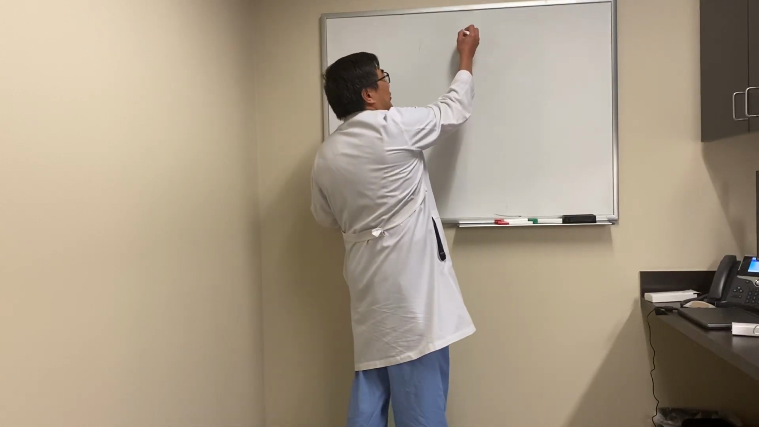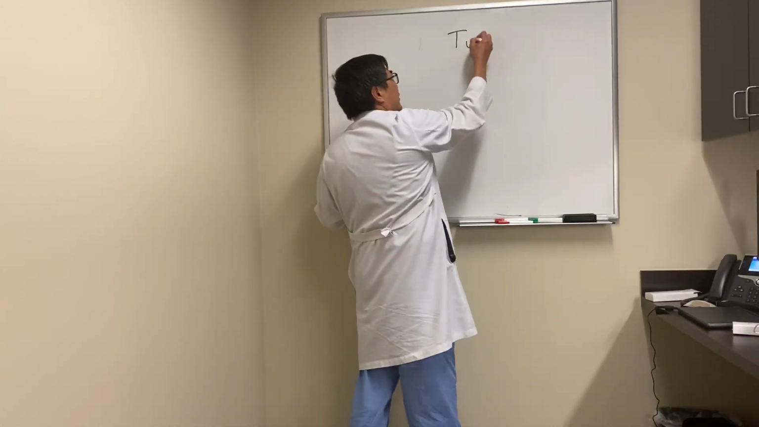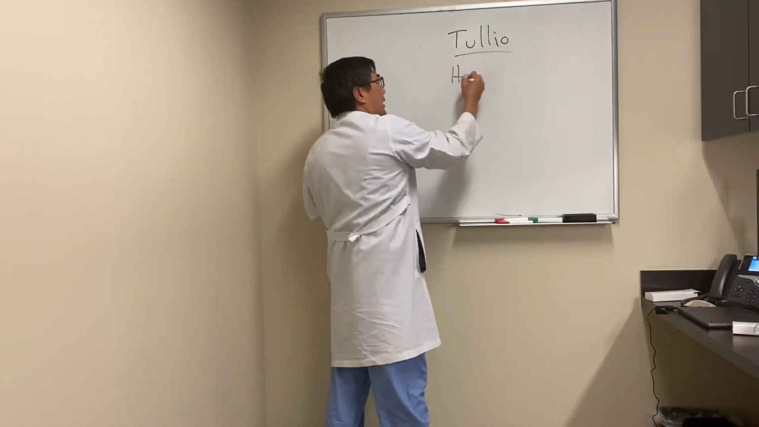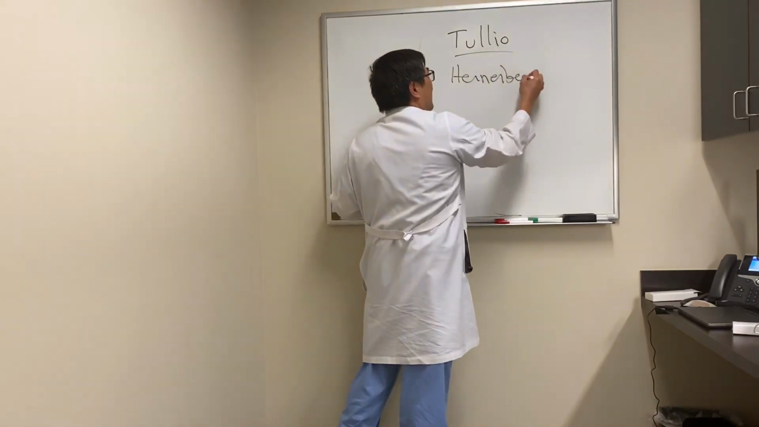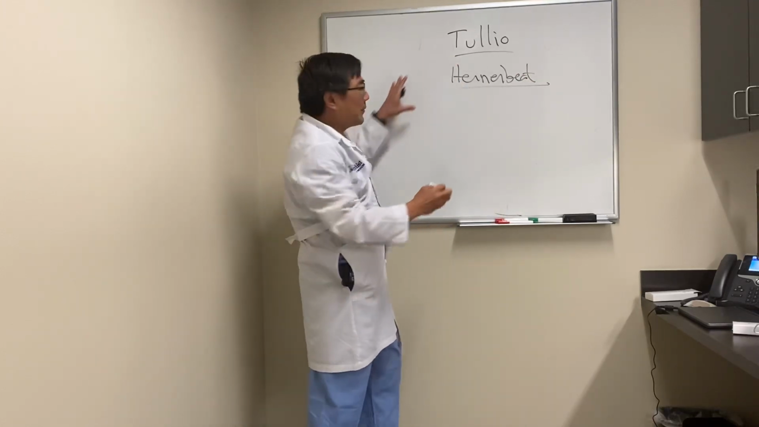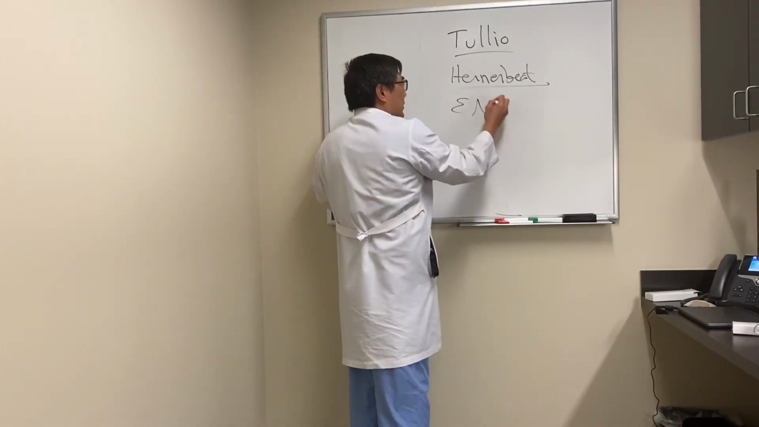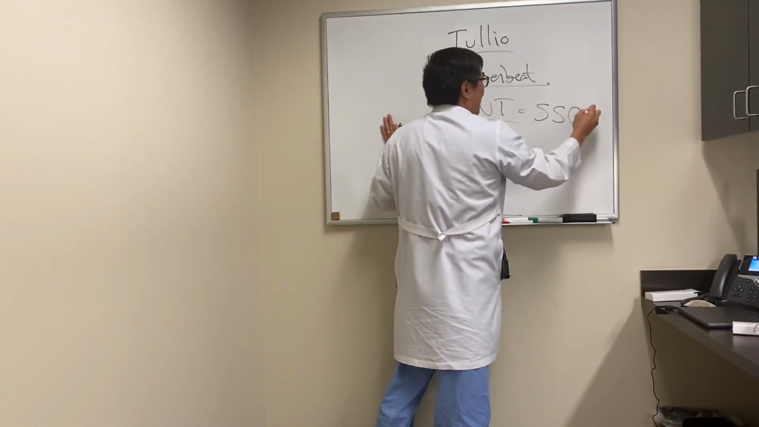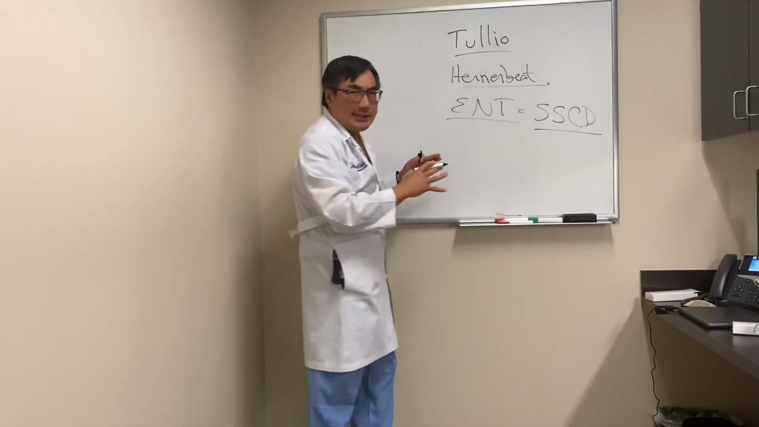Today I'm going to be talking to you about something that's very interesting, which is Tullio phenomenon and the Hennebert sign. And these come to ENT primarily because they are the symptoms of superior semicircular canal dehiscence. And normally that's an ENT thing.